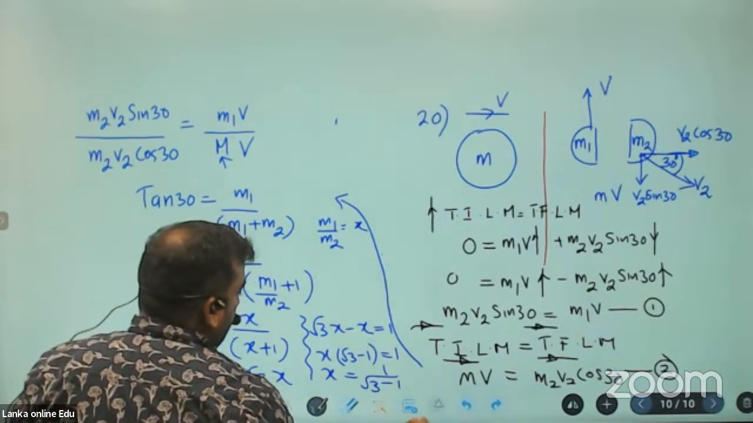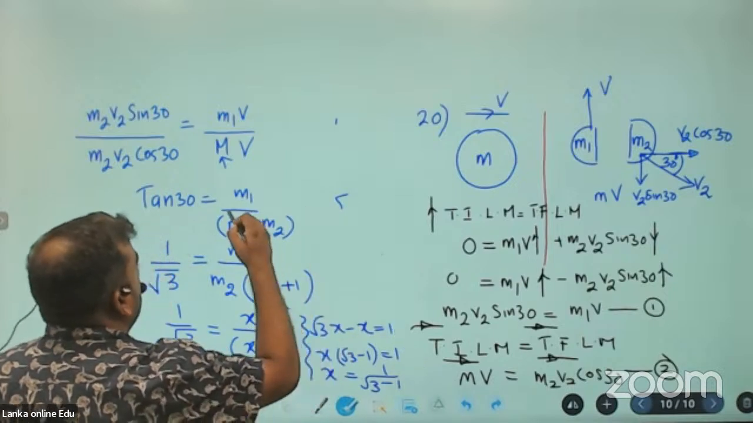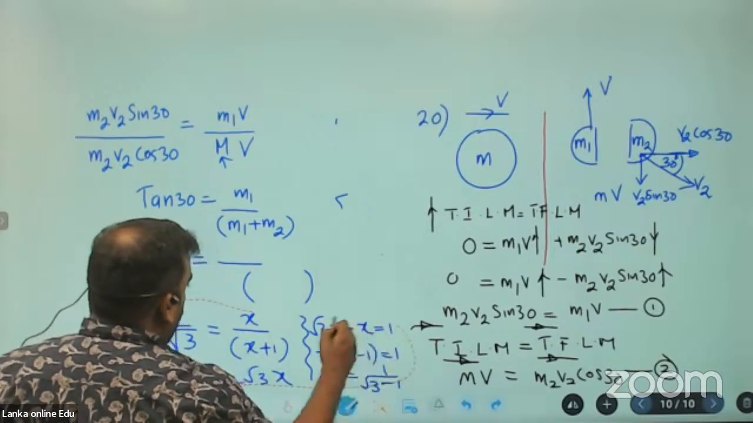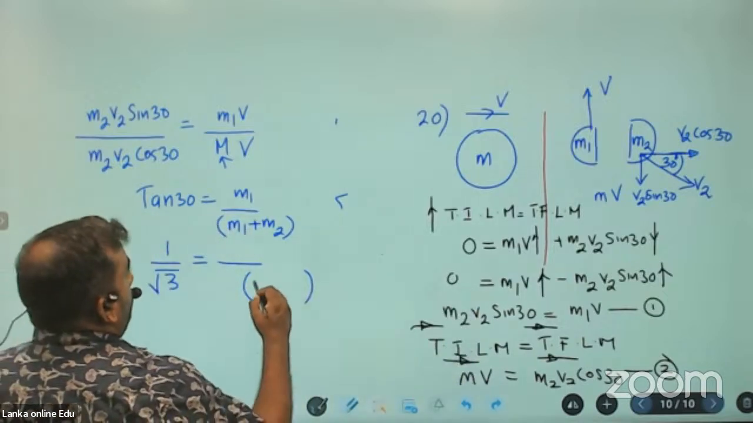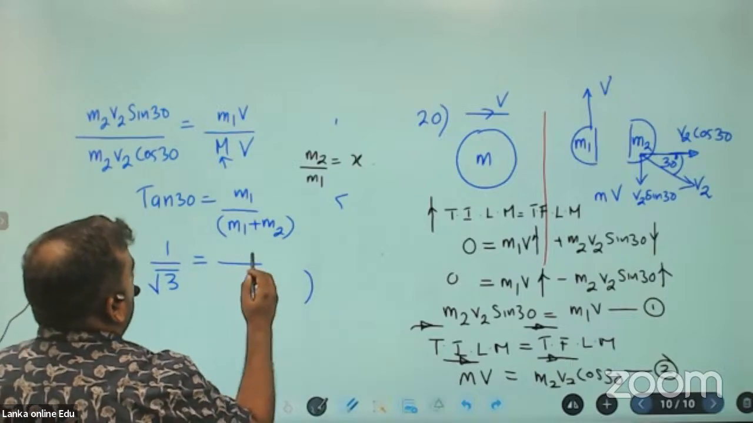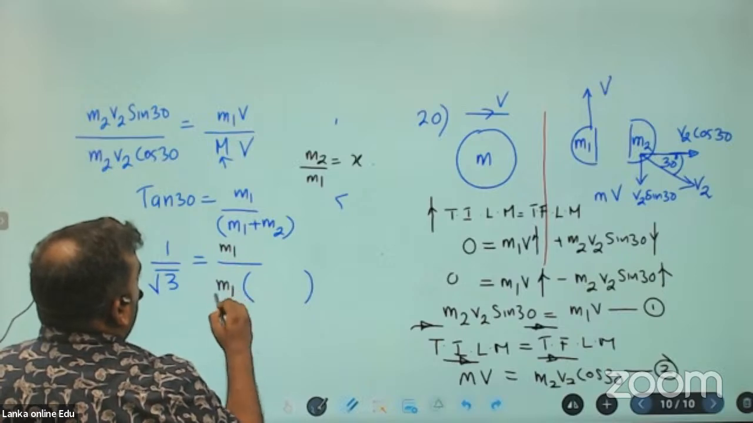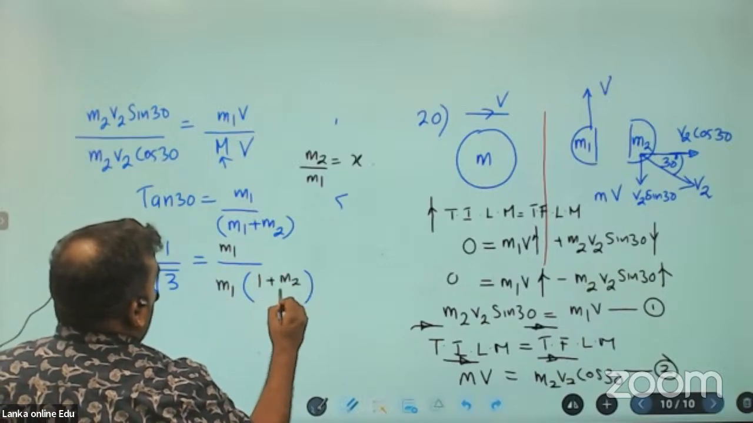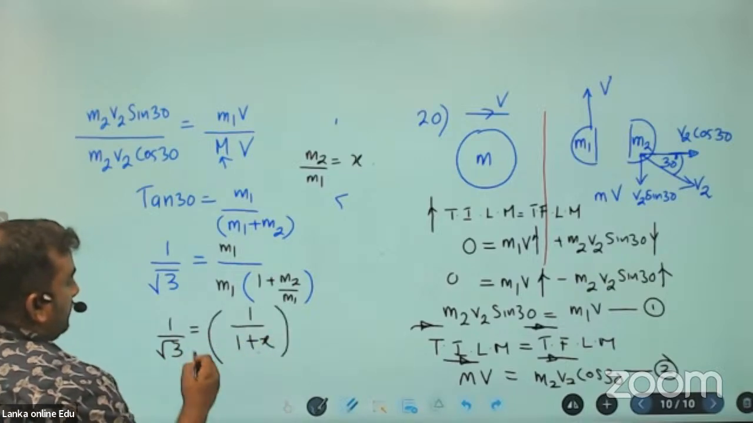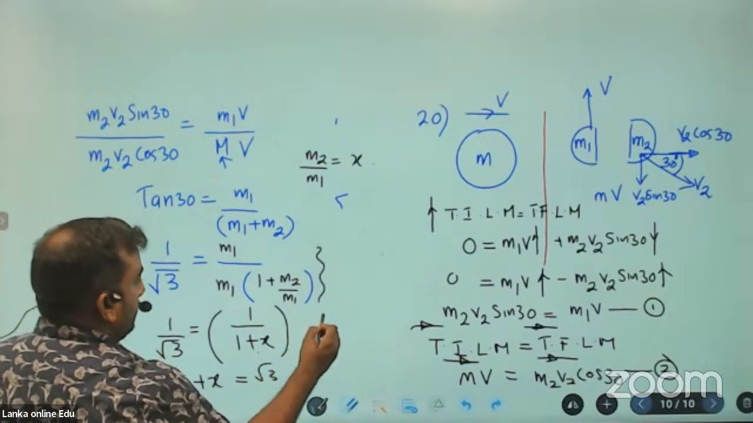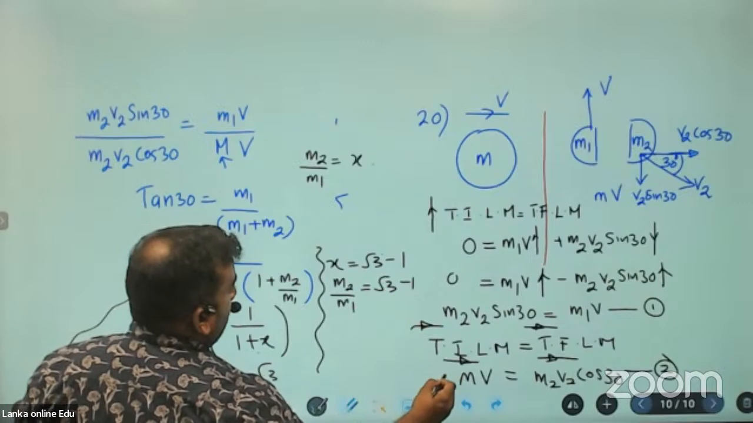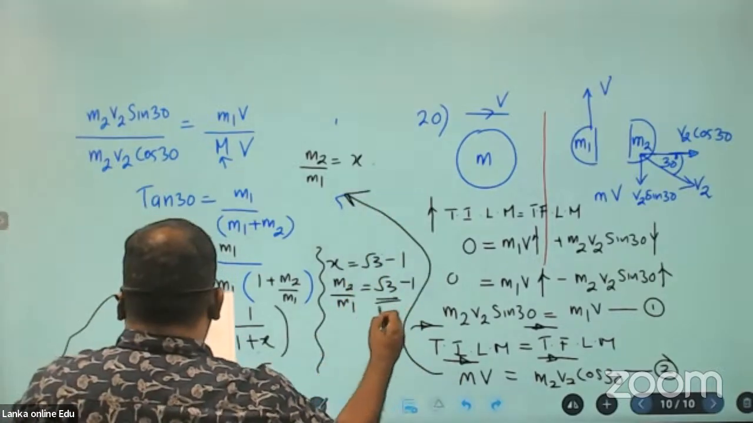At once here, if you want, you can simplify it. We'll do it like this, since they are asking M2 over M1. We'll simplify it directly, easier. M2 over M1, I'll take it as x. So I'll take M1 out: 1 plus M2 over M1 is 1 over root 3, 1 over 1 plus x. 1 plus x is root 3, x is root 3 minus 1. So the M2 to M1 ratio is root 3 minus 1. Right. From this we can say our answer is answer number 1.